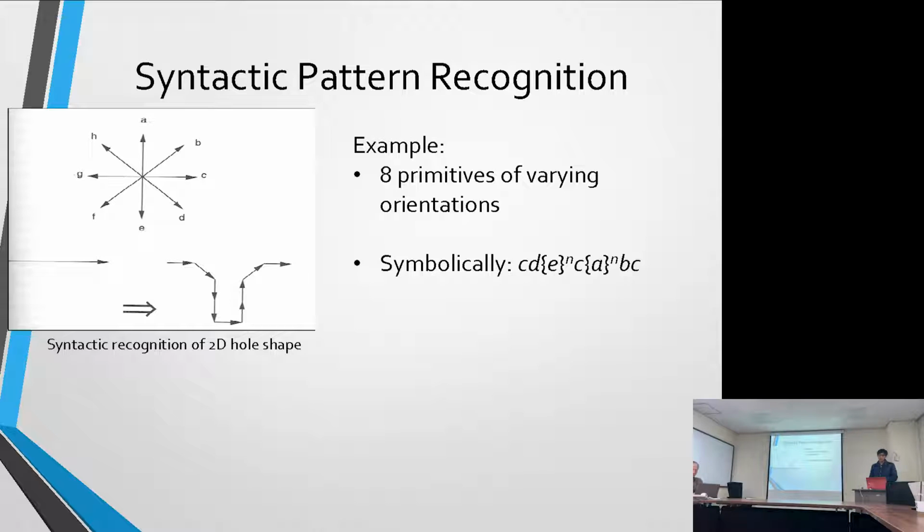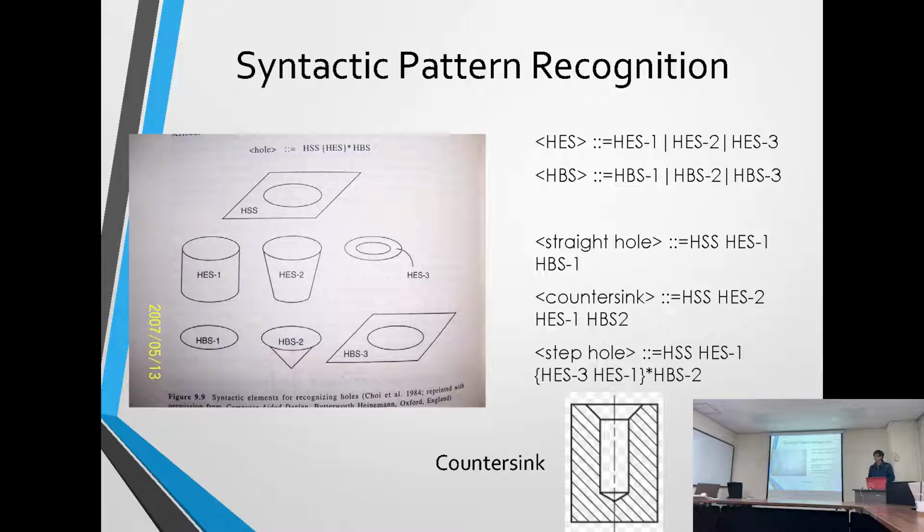And you can use this same approach for your 3D representation. Here is the classification for hole classifications. First we have the HSS, which is the hole starting surface, and then we have the HES, which is the hole element surface. And there are 3 types. HES 1 is for cylindrical, 2 is for conical, and 3 is for circular planar area with concentric circular holes.